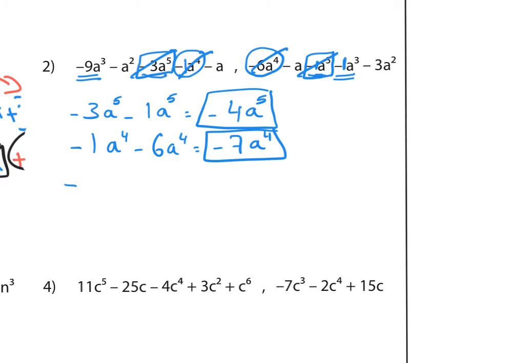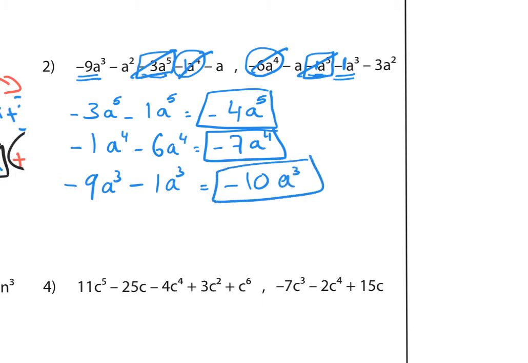Let me just, all right, negative 9a to the third, and I will add it to negative 1a to the third, right? So we added negative 9 with negative 1. That's going to be negative 10a to the third, right? So we just finished with the third degree here. So this is gone right here, right? So what do we have left?